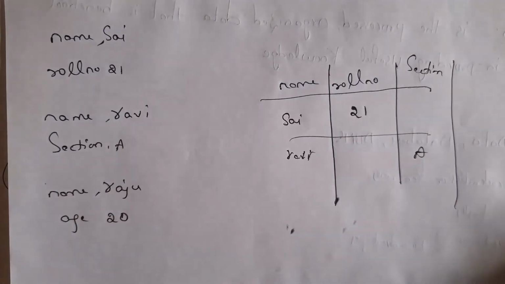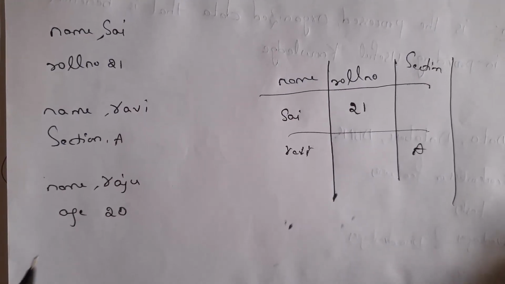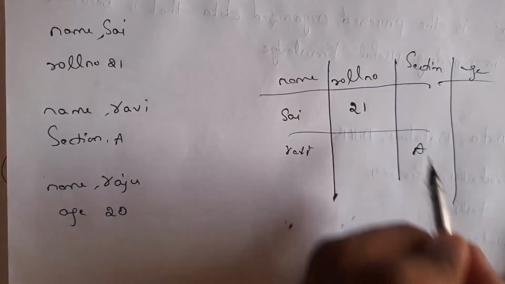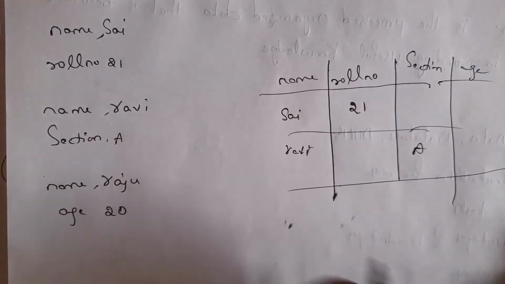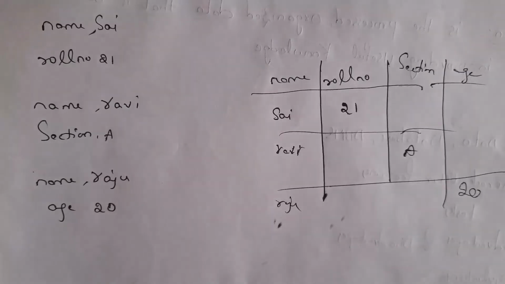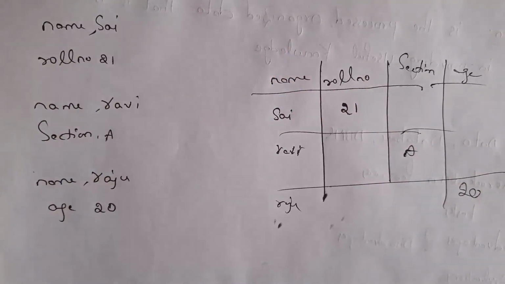Similarly, there is another student. The student's name is Raju. This time I want to insert age 20. So again I need to create an age column. Here I will insert name Raju and age 20. But in the relational data model, we need to create predefined columns. That is, before inserting data, at first we need to create columns.